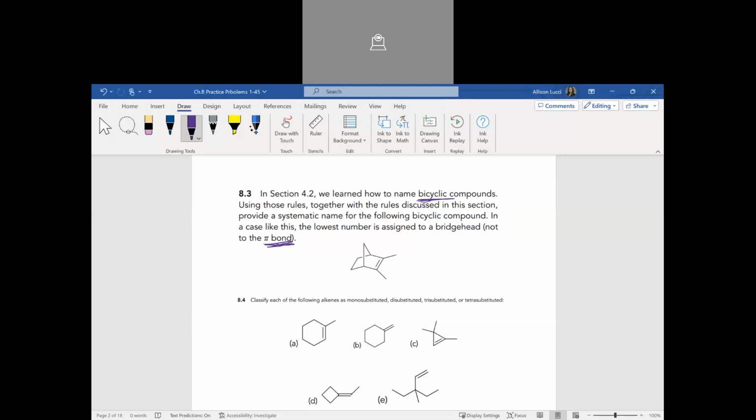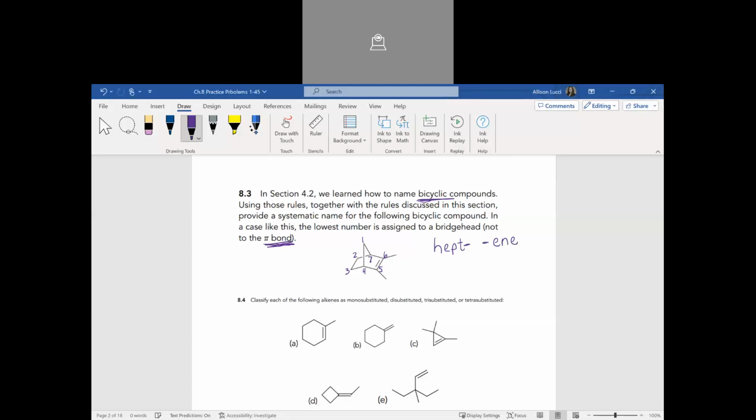So as always, we identify our parent. When we have a bicyclic, we count the total number of carbons involved in both rings. So this numbering will not stand, but I'll start here. So there's one carbon in this bridge. Then we have 2, 3, 4, 5, 6, 7. So we have a hept, H-E-P-T, root for our parent. But we have to designate it as a heptene.